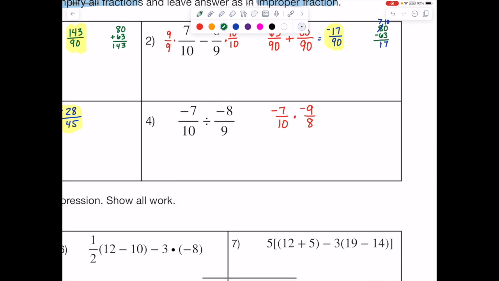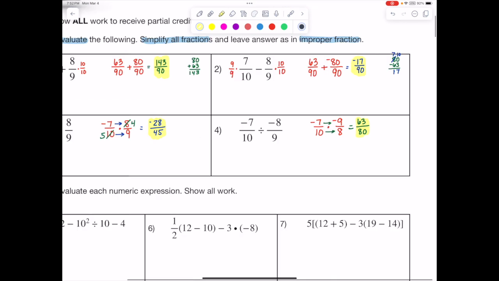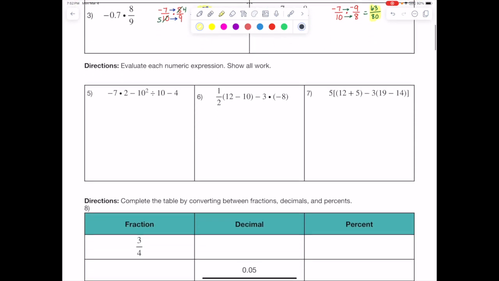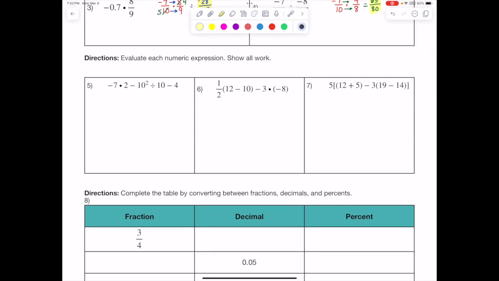Let's multiply straight across. 7 times 9 is 63. A negative times a negative is a positive. And 10 times 8 is 80. And you are done. So let's highlight the answer. All right, let's head down to number 5. So now we're on evaluating.